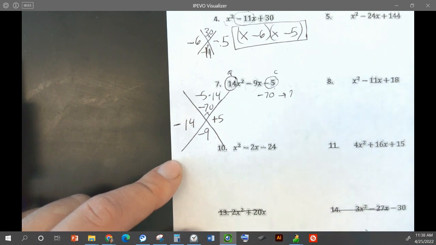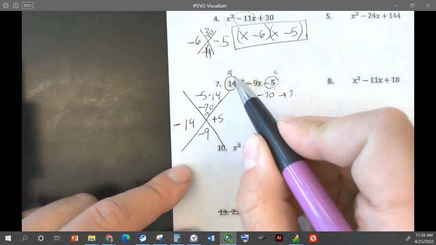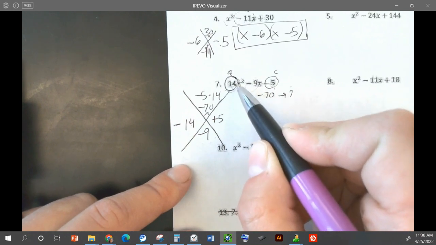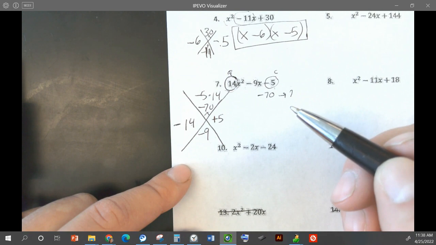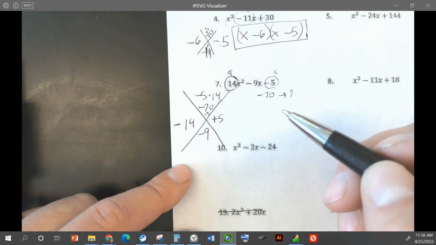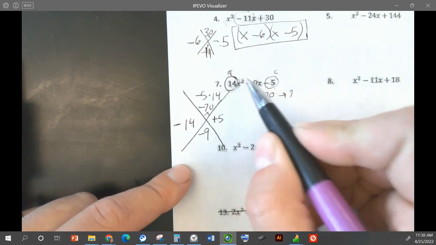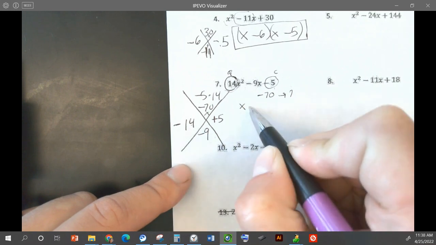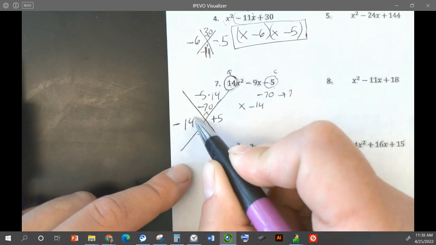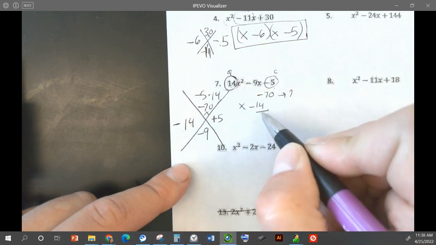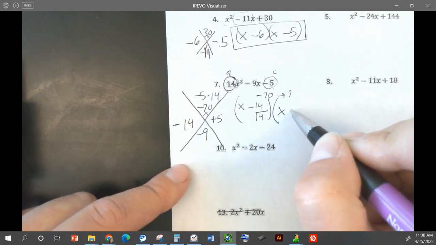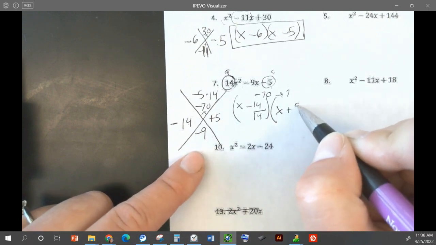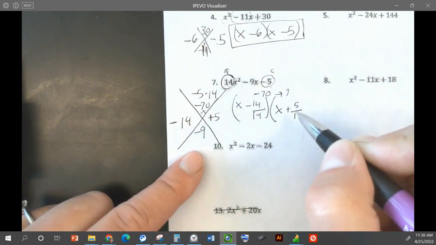Okay, so remember a is not 1. So what do we need to do when a is not 1? Do you remember? Good, the bottoms up method. So we're going to write our variable. So x minus 14, and then this factor divided by a. So a is 14. And then we write our variable x plus 5 divided by a, 14.